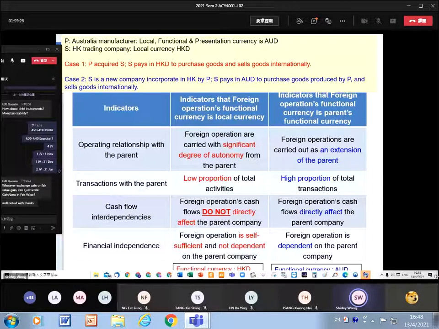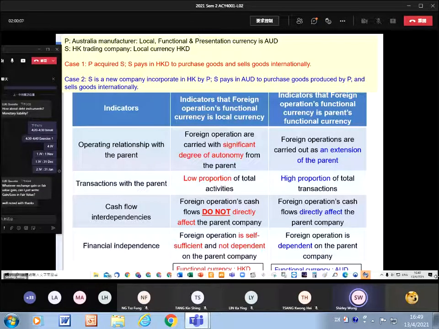Okay, so after you know the background, let's have a look at case one. So I give you two cases. Case one, that is in the middle column, we assume that this P company acquired S as a subsidiary. Finally, the subsidiary will pay Hong Kong dollar to purchase goods and sell goods internationally. What does it mean? Even though the Australia company is a manufacturer, the subsidiary has the freedom to choose whether they want to purchase from the Australia manufacturer or not. So in this case, they will purchase goods and sell goods internationally, and they will use Hong Kong dollar.